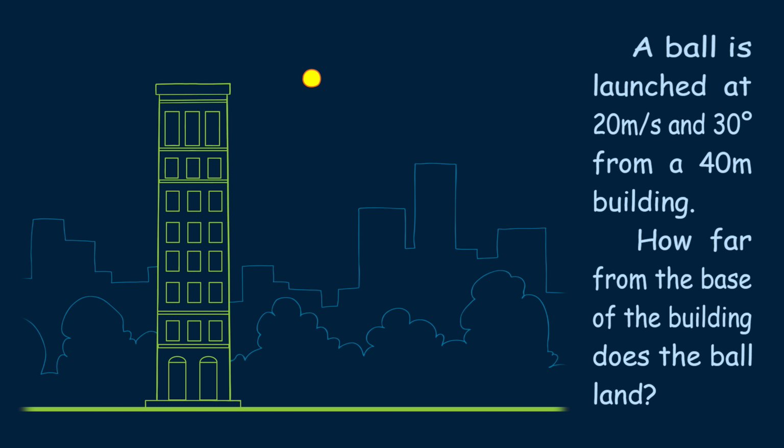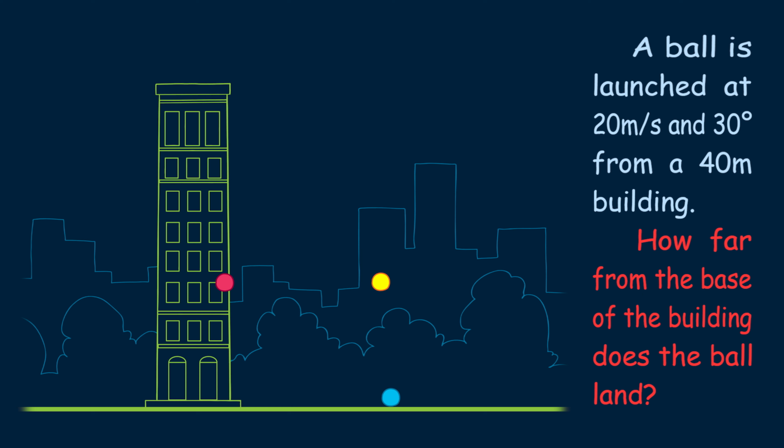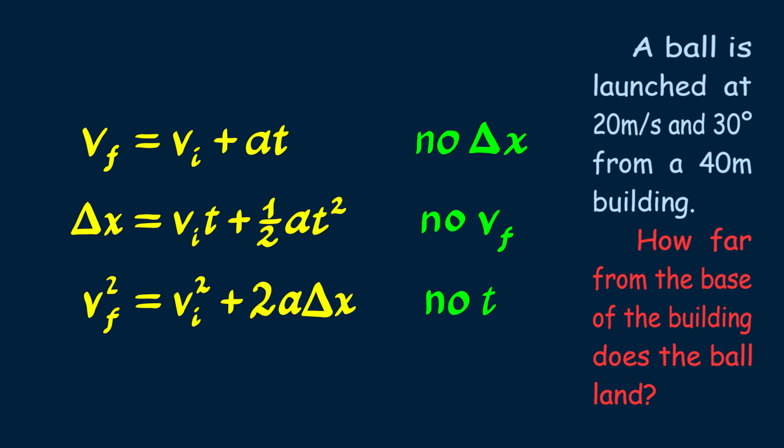In this case, we're looking for the distance the ball travels in the x direction, which will be related to the time it takes for the ball to fall in the y direction from the top of the building to the ground. Now choosing which kinematics equation to solve with, we're going to use the second equation, because in this problem we're not given, nor are we asked to find, the final velocity.